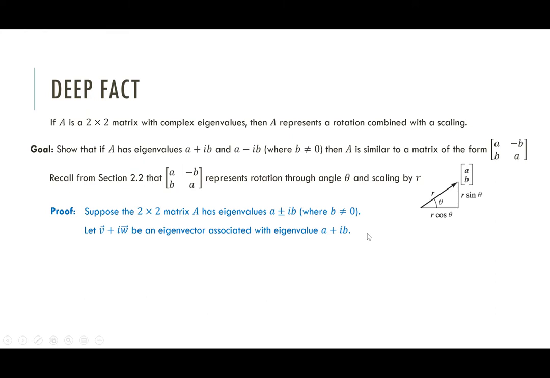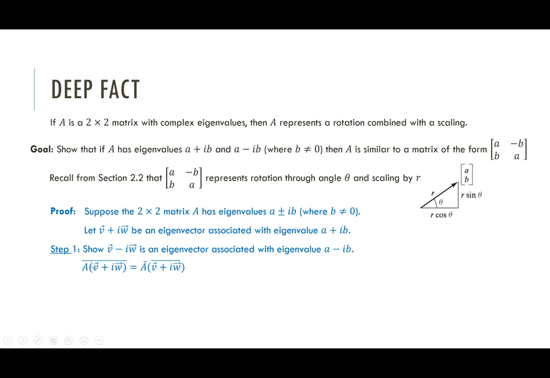Our first step is to show that the eigenvector associated with a minus ib has to be of this form. It has to be the complex conjugate of v plus iw. So that's our first step: show that this is actually an eigenvector associated with the eigenvalue a minus ib. First thing we're going to do is consider A times this eigenvector's complex conjugate, and we're going to do that two ways.